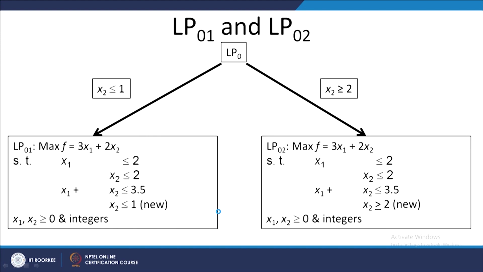LP01 is obtained from LP0 by imposing the constraint x2 is less than or equal to 1, which is shown on the left side, and similarly LP02 is obtained from LP0 by imposing the condition that x2 should be greater than or equal to 2. So now we have got two different LPs. Let us now try to solve them.